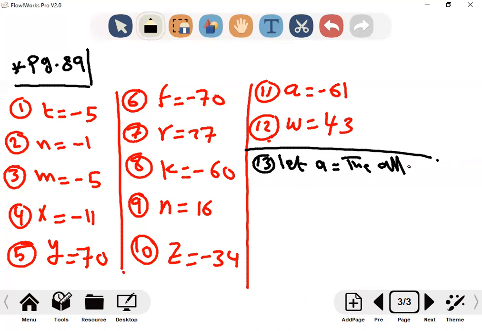Done? Now let's reread the question. Ricardo spent half of his allowance. Half of A, right? Half of A means half multiplied by A. How do you write it? Half A. So half A. Right. Half A.